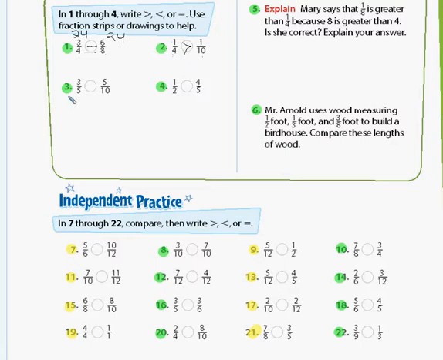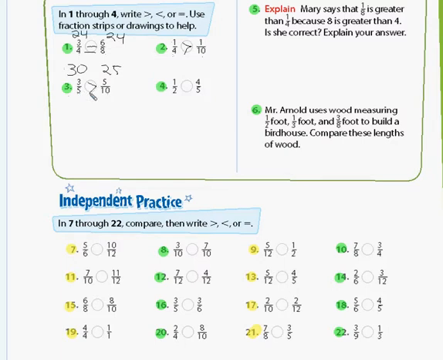Problem number 3. I'm going to use cross multiplying on this problem. So 5 times 5 is 25, and 10 times 3 is 30. That's telling me, since I have a 30 over here and a 25 over here, that this fraction right here is going to be the largest fraction. So 3/5 is larger than 5/10.